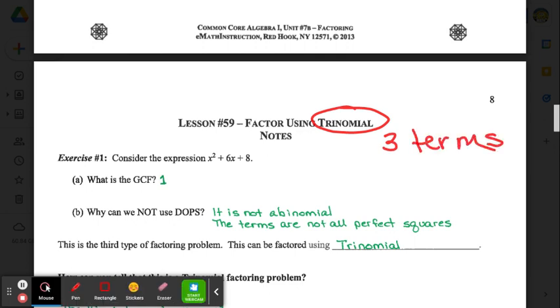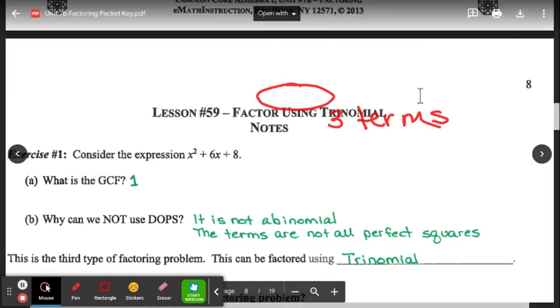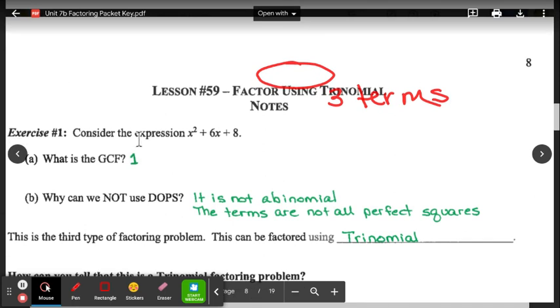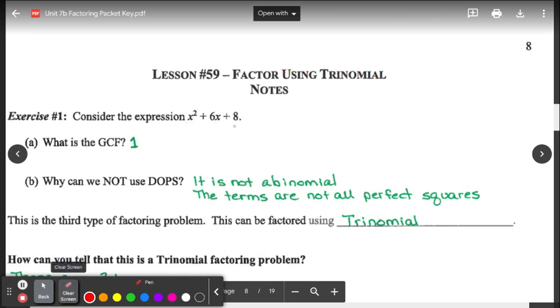So just like with the other lessons, I'm going to use my answer key a decent chunk of the time just because it's a little bit neater. So for exercise 1, it says consider the expression x squared plus 6x plus 8. When I look at this, I automatically go, ooh, there's three terms. We're going to use the trinomial method. But let's just work through this.